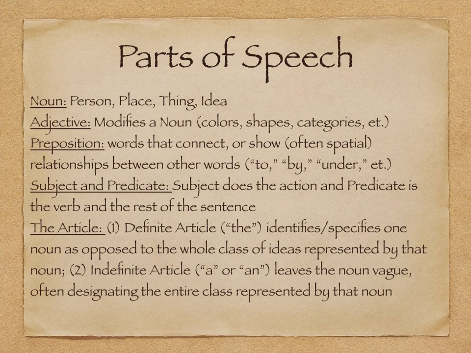Just review again parts of speech. Nouns: persons, places, things, ideas. Adjectives modify nouns. Prepositions: words that connect or often show a spatial relationship. Subject and predicate. Subject does the action, predicate is the verb and the rest of the sentence, object, direct object, indirect object, etc. The definite article, the, identifies or specifies one noun as opposed to the whole class. The indefinite article, a or an, leaves the noun vague, often designating the entire class. So just a review of parts of speech.